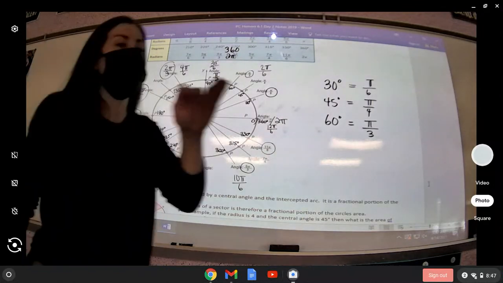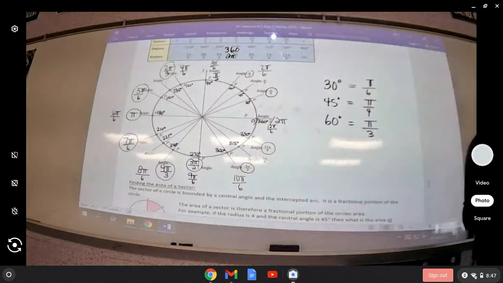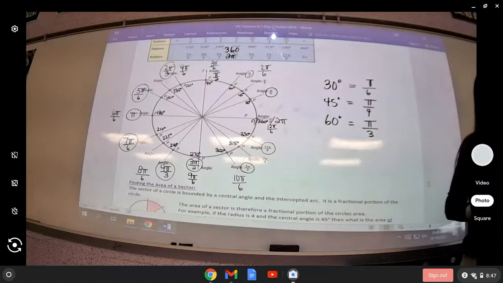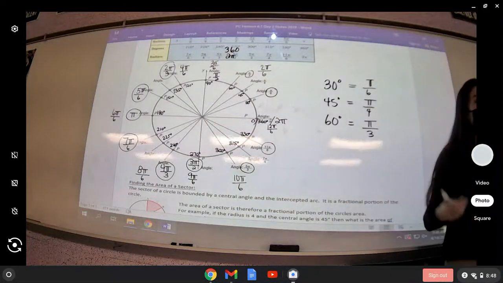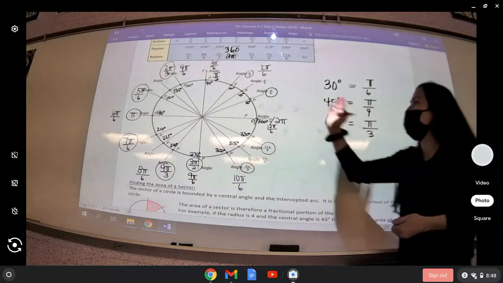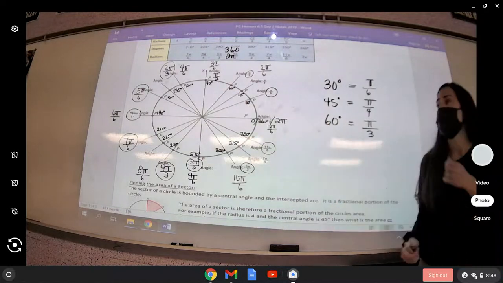So that's how you can very easily figure out in the future, when you're dealing with 7 pi over 6 or 5 pi over 3, where that angle is. Guys, it's just a count. You can count it all.